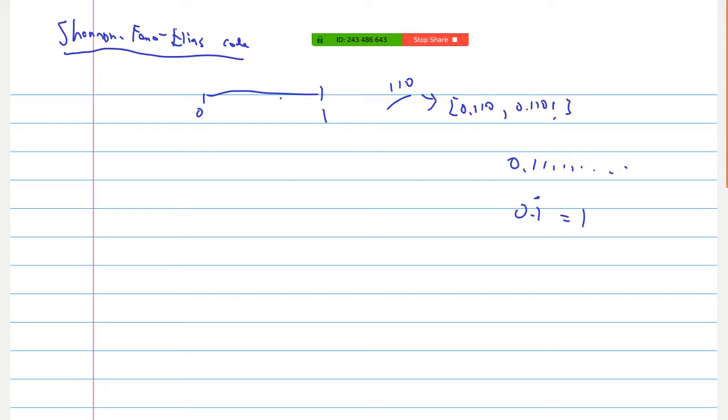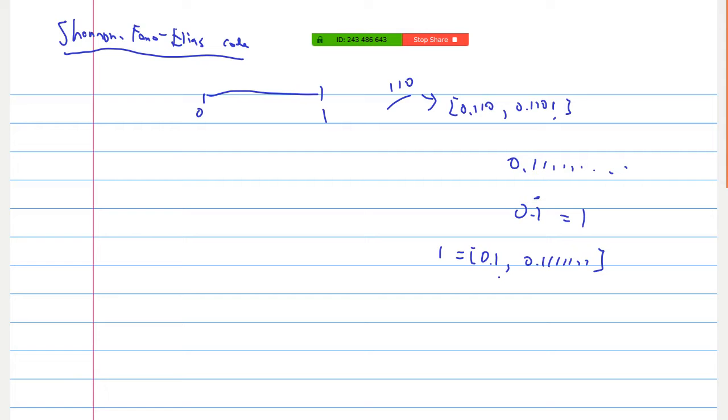More precisely, if I have just one binary digit, for example, the codeword 1, this corresponds to a region from 0.1 to 0.111111 and so on, in binary. Can you convert that? Do you know what this is? Maybe I should write this as a mapping.